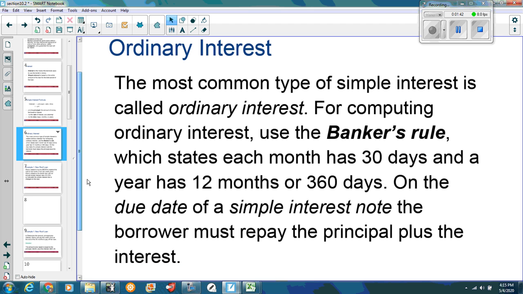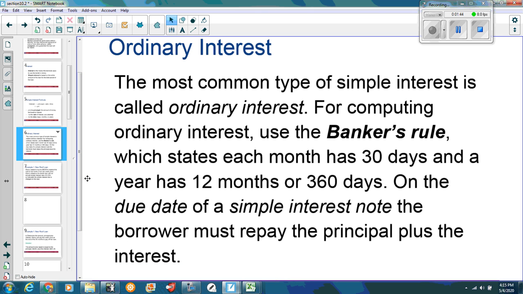So the most common type of simple interest is called ordinary interest. For computing ordinary interest, use the banker's rule, which states each month has 30 days and a year has 360 days. On the due date of a simple interest note, the borrower must repay the principal plus the interest.